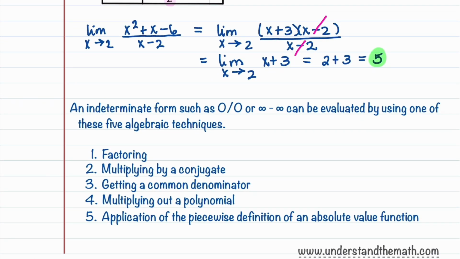In this last example, we used the algebraic technique of factoring to evaluate the limit. There are other algebraic techniques that we can also use, and we're going to look at those. An indeterminate form such as 0 divided by 0 or infinity minus infinity can be evaluated using one of these 5 techniques. The first one is factoring, and then we have multiplying by a conjugate, getting a common denominator, multiplying out a polynomial, or applying a piecewise function definition of an absolute value function. We're going to do an example of all 5 of these.